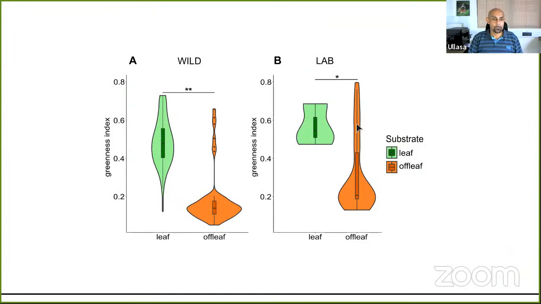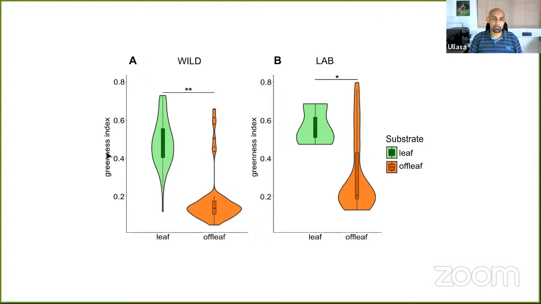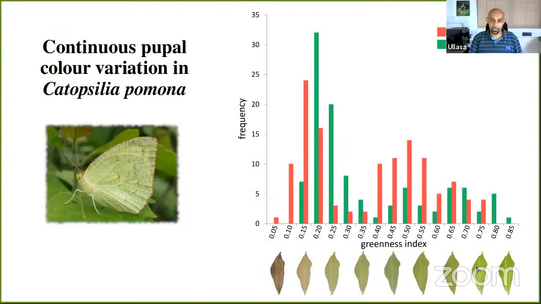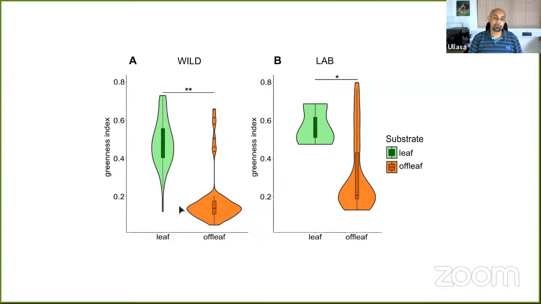That's interesting. In this case, rather than classifying them as green and brown, we calculated how green they are. We designed some metrics where we quantified color, and we show that the pupae that are on the leaves tend to be greener. On this axis, you have the greenness index. Higher values indicate that the pupae are more green. So for example, in this case, this would have a higher greenness index. The ones that are pupating away from the leaves tend to have less greenness. In other words, they tend to be more brown. This is the case both in the lab and in the wild.